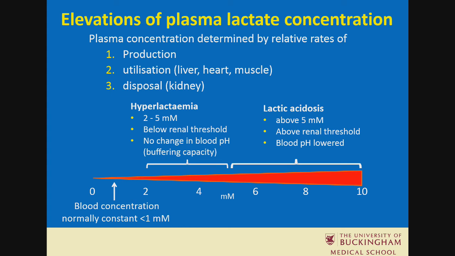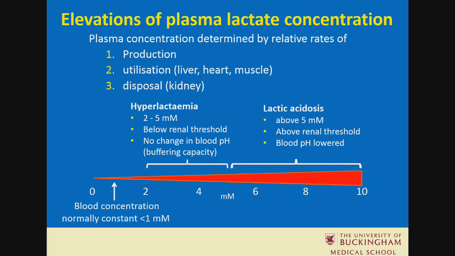So usually the blood concentration of lactate, not lactose, is fairly low. However, if it increases, as it says on the slide there, to between 2 and 5 millimolar, then you're in a state of what's known as hyperlactemia. So you've got a raised above normal level, but what it means by saying below the renal threshold is that it's still at a level at which the kidney can facilitate its excretion.